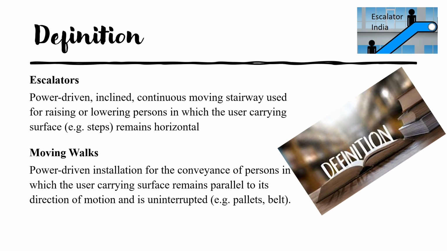Whereas what is a moving walk, or travelator? In a travelator there will not be steps, it will be a pallet or belt. Why is it called a pallet? In a step, if you see, there will be a riser, whereas in a pallet we don't see that riser. The step-like formation will not happen in the moving walk or travelator. The main difference is that the rest of the mechanism and components are the same. So this is the main definition of escalators and moving walk.